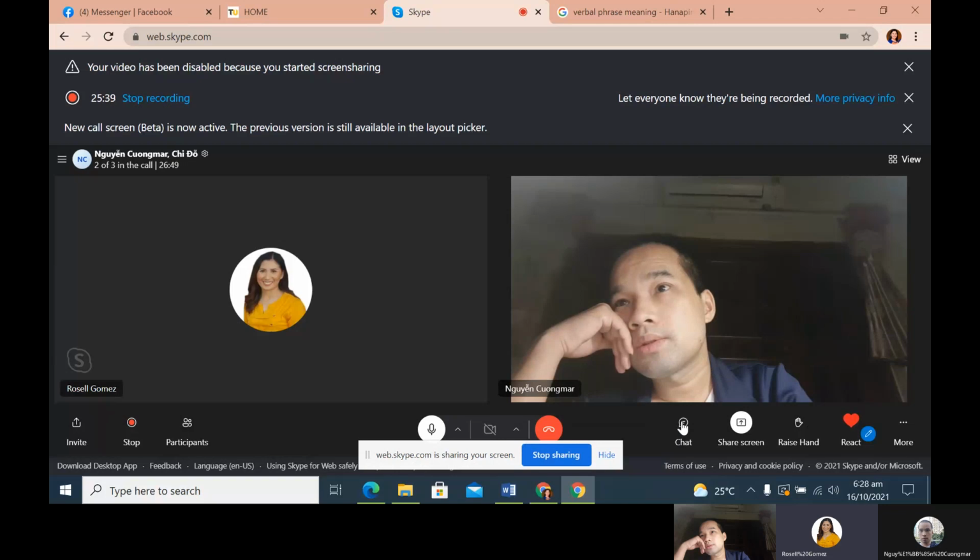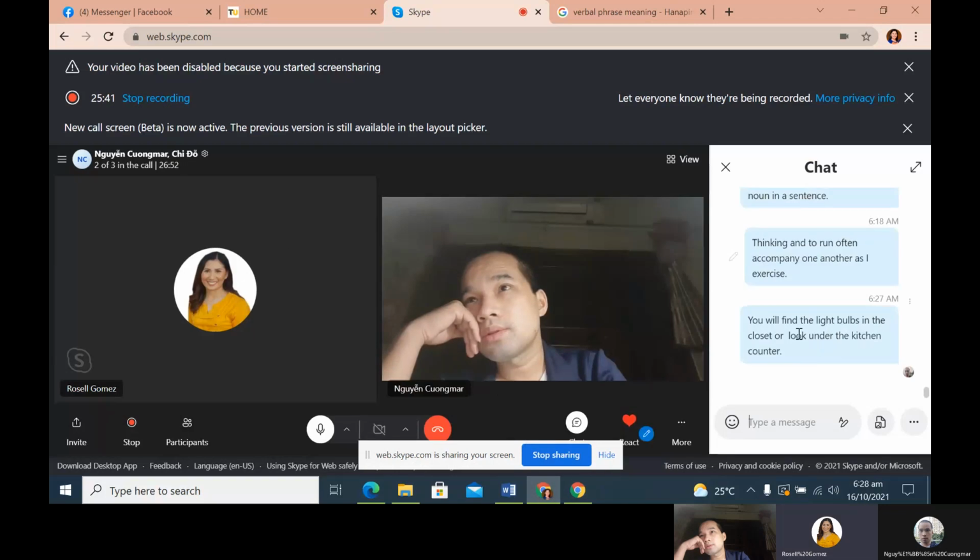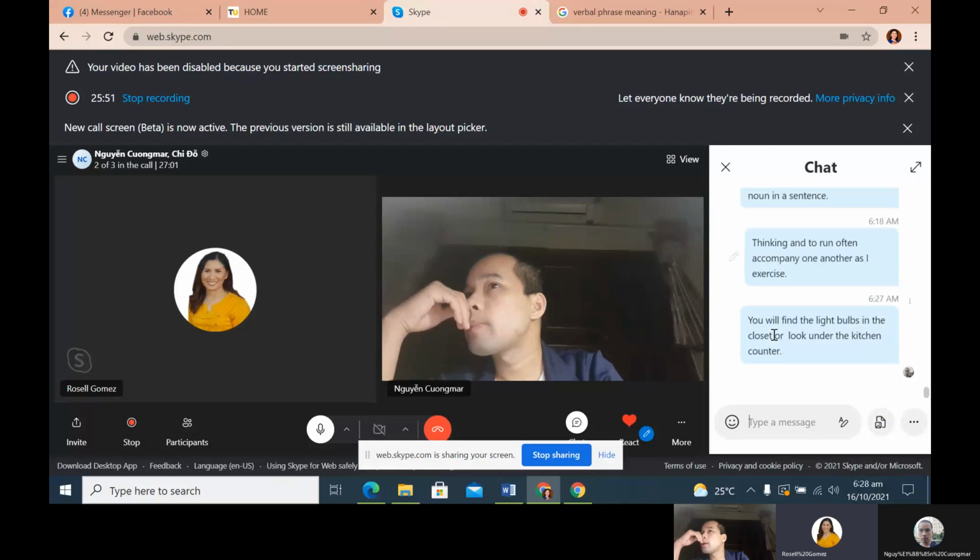Where is it? This is not parallel. Look at this one. You will find the light bulbs in the closet. So this is now a prepositional phrase. In the closet is a prepositional phrase. But what about look under the kitchen? You have the word look. This is now a verb. This is not a preposition.